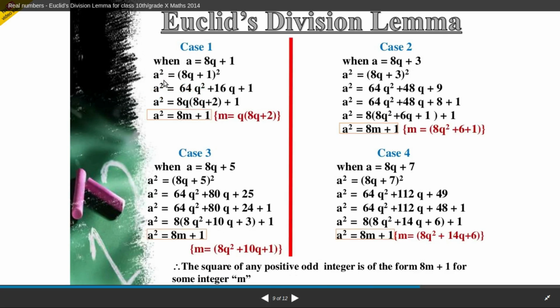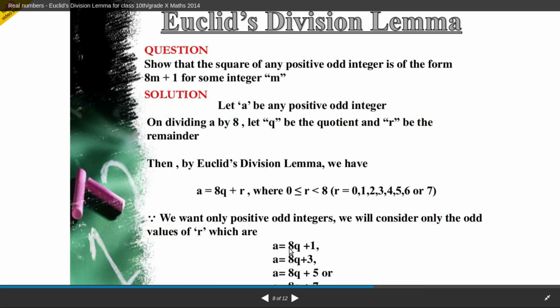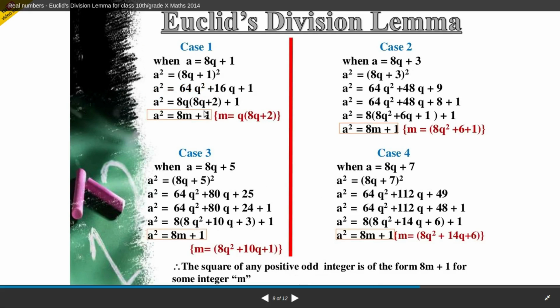So here I got a square, that is, the square of any positive odd integer is of the form 8m plus 1, because a is an odd integer. Here we prove it, right? In the first case, that is 8q plus 1, if I square it, I got 8m plus 1. Similarly 8q plus 3, again square it. So what will I get? See here we had 1, but here we have 9, right? So how to get 1 here?